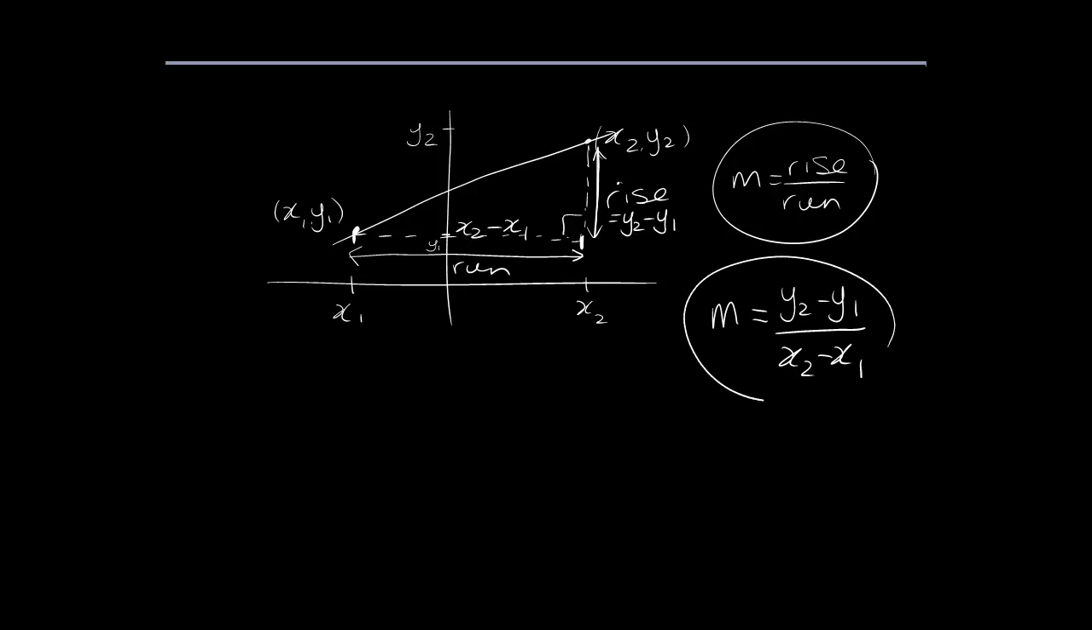So that's a more complicated looking version compared to rise over run, but the idea is still the same. We use that formula whenever we've got 2 points on the Cartesian plane and we're trying to find the gradient of the line between those 2 points.